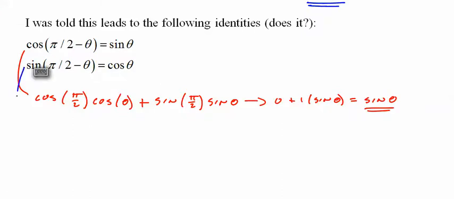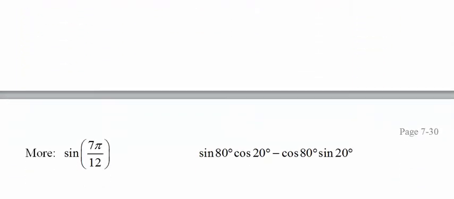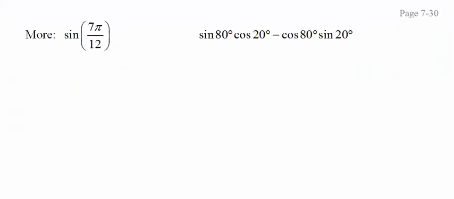Quickly on the other one, wrote it down, might as well do it. Sine of pi over 2, cosine of theta, minus cosine of pi over 2, sine of theta. Again, we get cosine of theta minus 0, cosine of theta. We'll be using more tools to establish identities. Try these, see what you can do with them.